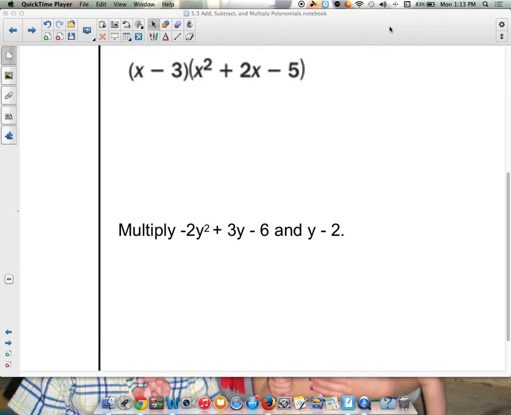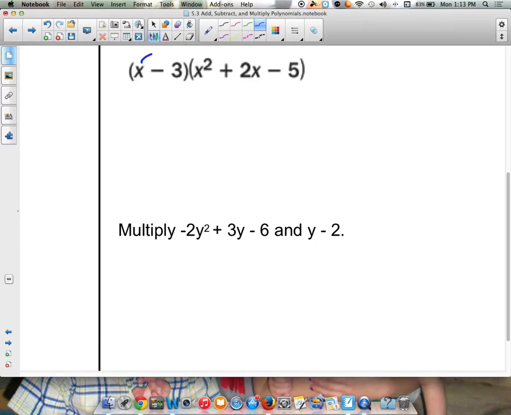Multiply polynomials. We're going to take x minus 3 and multiply it times x squared plus 2x minus 5. On a problem like this, you're going to distribute twice. I'm going to take this x and multiply it times x squared. X times x squared, remember when you multiply the same base, you add the exponents. 1 plus 2 is 3. So that gives me x cubed.